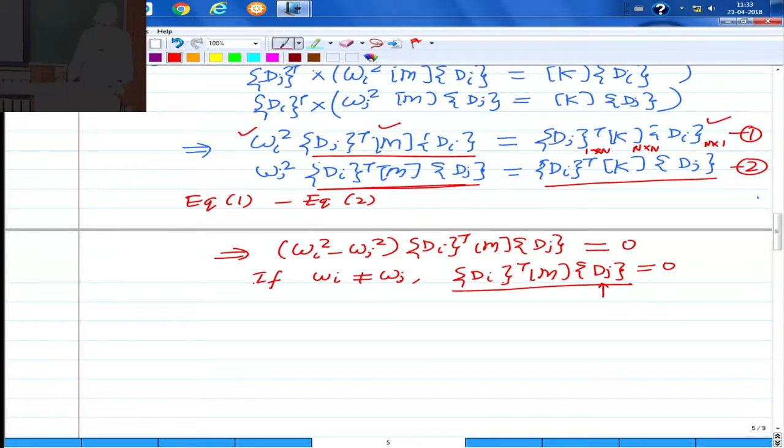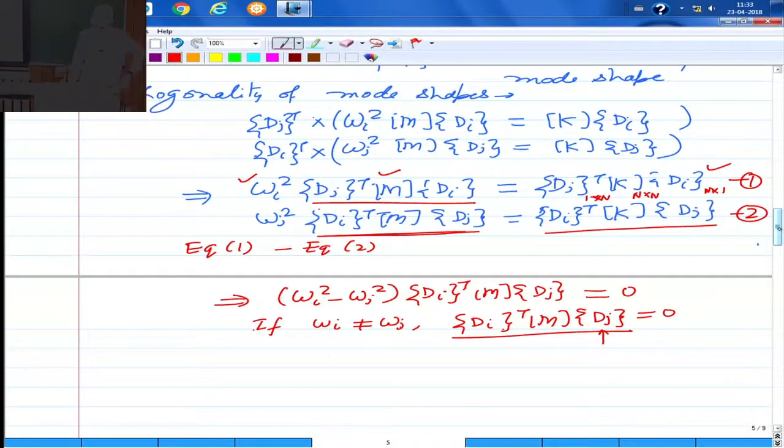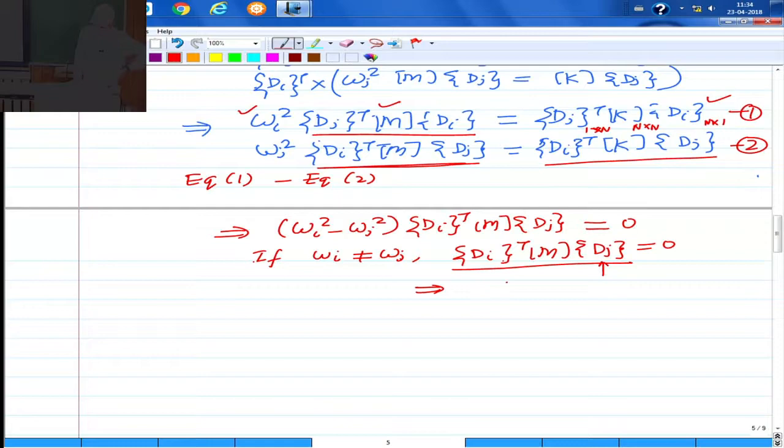Once you have this, because you are saying that dj transpose m into di is equal to 0, or di transpose m into dj equal to 0, from this we can also say that the mode shapes are orthogonal with respect to the stiffness matrix also, because on the left hand side if I take either of these, that is 0, therefore this would be equal to 0. So this also implies that di transpose into k into dj is also equal to 0. That means your modal vectors are orthogonal to each other with respect to mass as well as stiffness matrices.